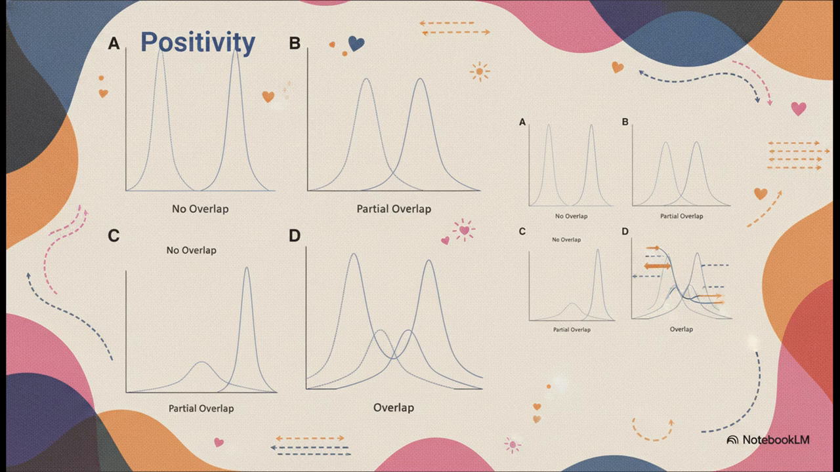Moving on to our second essential assumption, positivity. This is a very practical constraint. Positivity dictates that every single unit in your study must have a non-zero probability of receiving either the treatment or the control. Think about it. We require a sufficient area of common support. That's the overlapping region in your data where both treated and untreated patients actually share similar propensity scores.